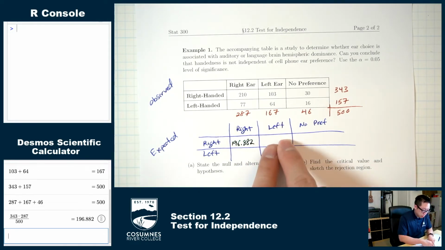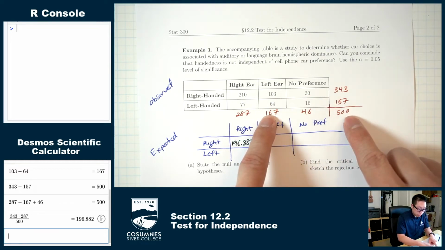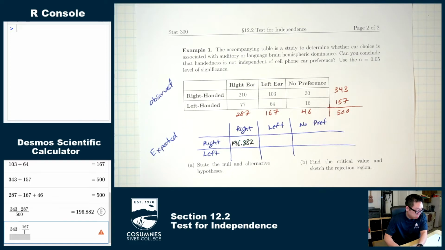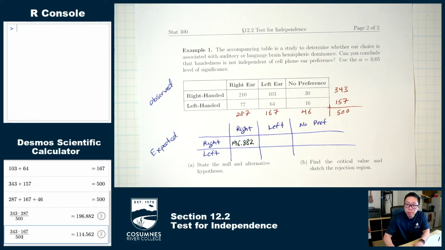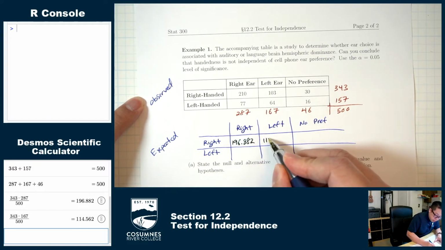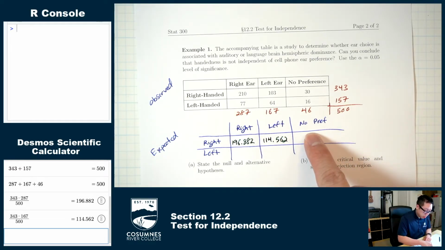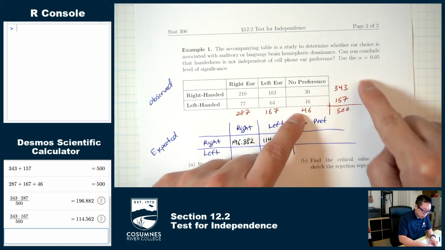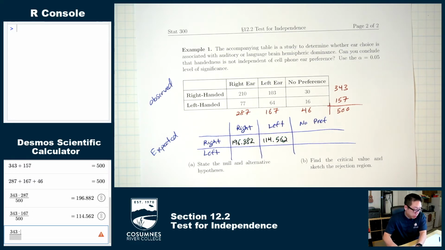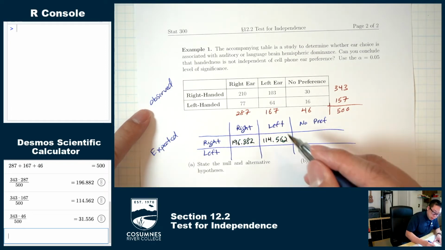Okay, next one. This is going to be row total, 343, times column total, 167, divided by total, 500. That's going to be 343 times 167 over 500. That's 114.562. This box is going to be row total 343 times column total 46 divided by total 500. 343 times 46 over 500. 31.556.